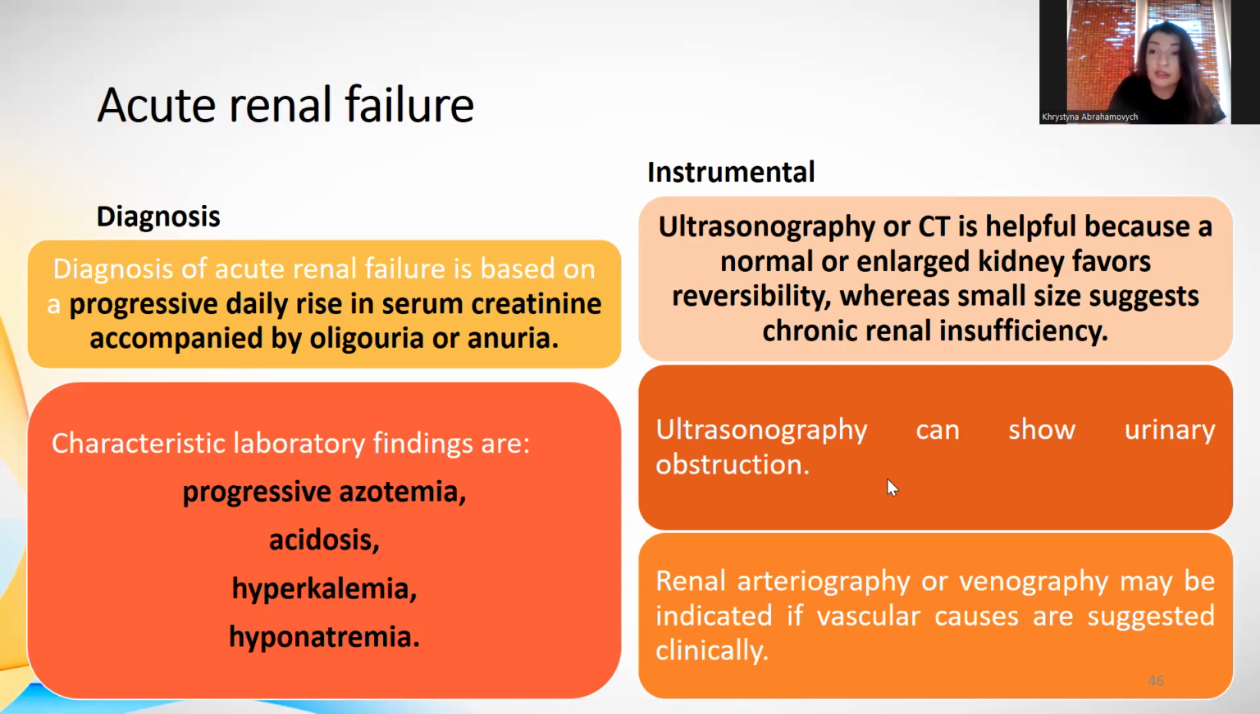And now, ultrasound examination. It is a very important method in this case because it helps us to distinguish is it acute renal failure or is it already chronic kidney injury. So ultrasonography or CT is helpful because normal or enlarged kidneys favor reversibility, whereas small size suggests chronic renal insufficiency. Ultrasonography can show urinary obstruction besides that, and renal arteriography or venography may be indicated if vascular causes are suggested clinically.